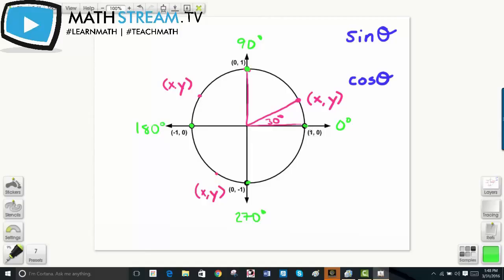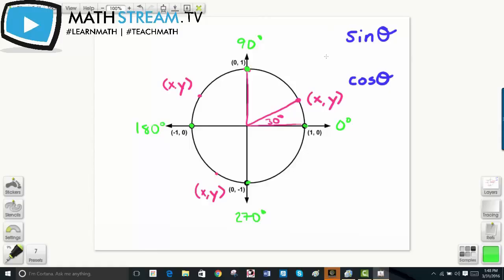Now, if you have your calculator, I would recommend, just to test this out, take 90 degrees, pause the video for a second, and take the sine of 90 degrees, press enter, and then take the cosine of 90 degrees and press enter.